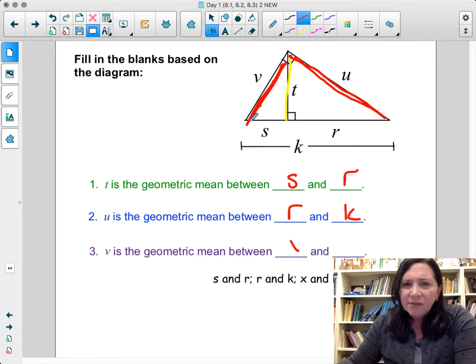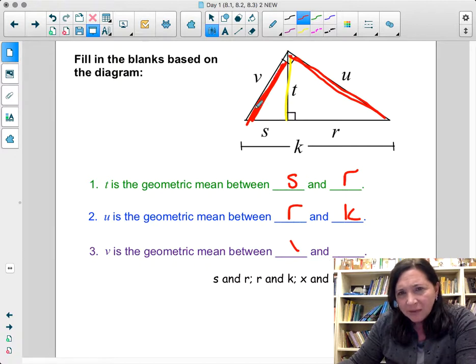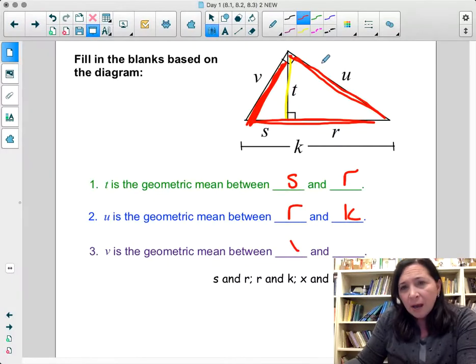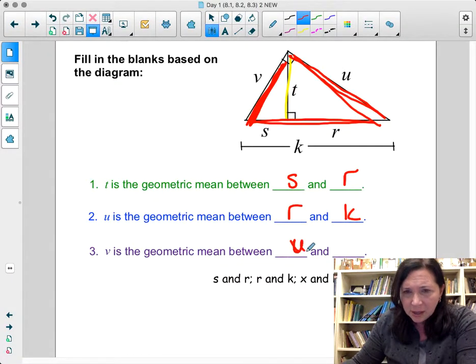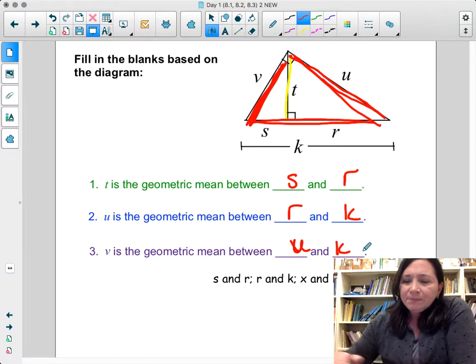So what you've got is this is a leg. So you've got this leg is a hypotenuse. So that V goes with this K here. Also with this U. So I believe this should be U and K. Let me fix that. Okay.